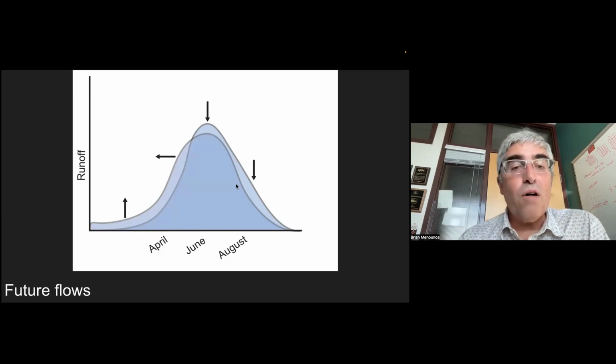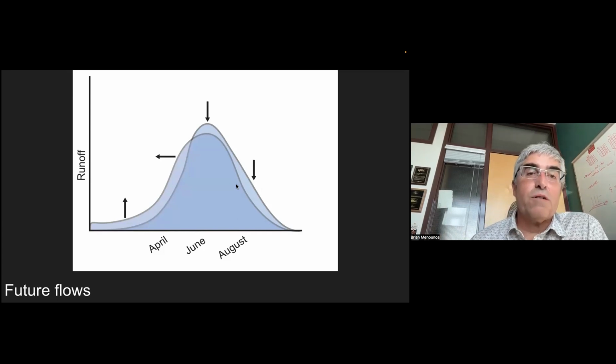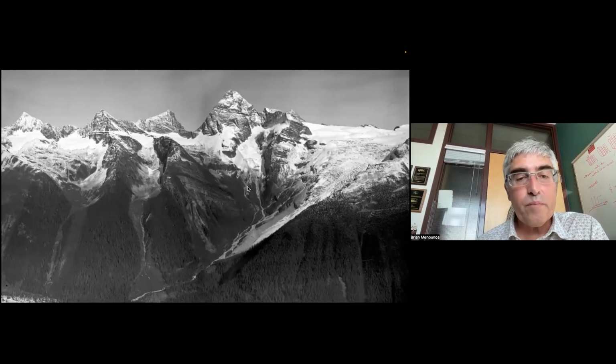In terms of total volume, it's not a lot, but it is heavily sensitive, or that is, it's quite important to aquatic ecosystems, this fraction during late summer when seasonal snowpack has been depleted.